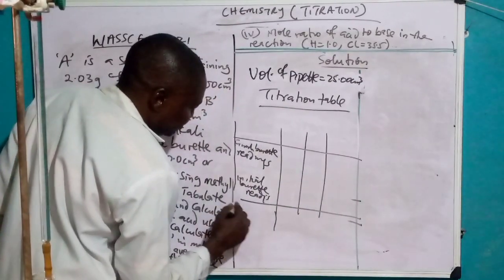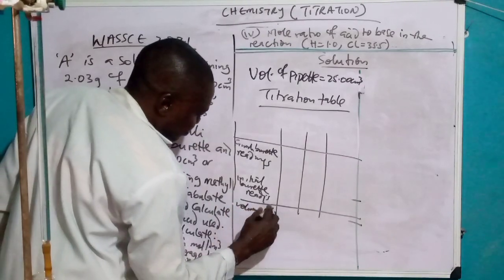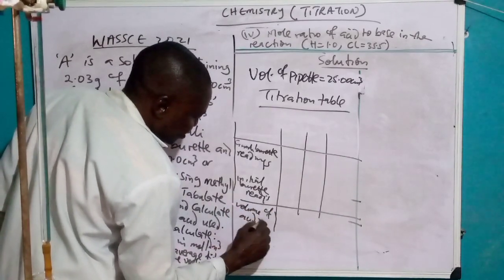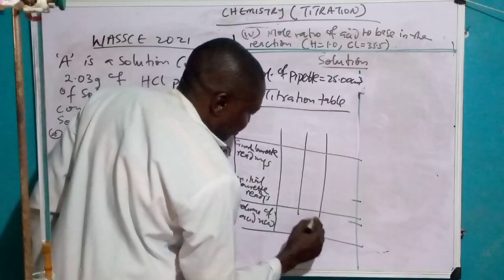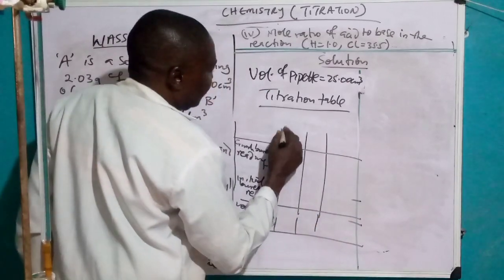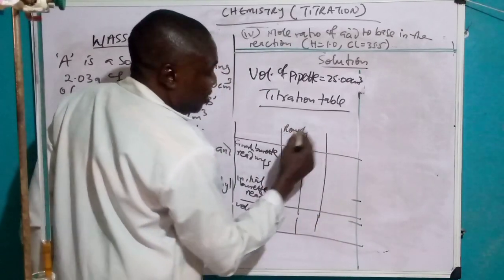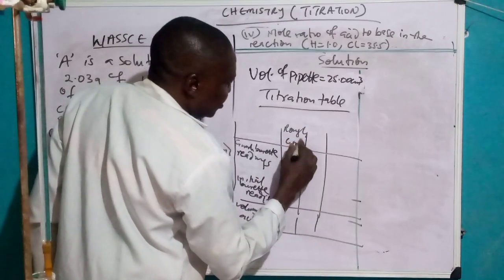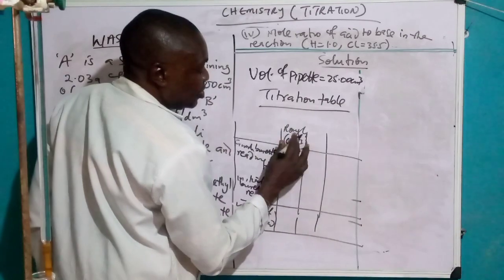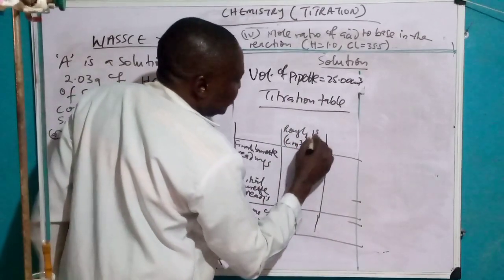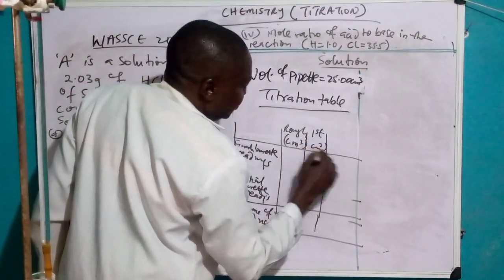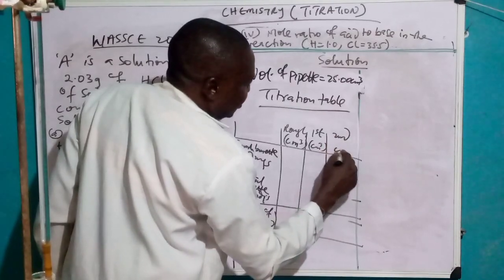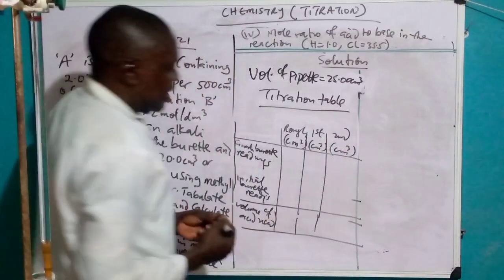There you have volume, acid, use. Put it like that. Here you have rough or first. But you must write the unit. If you don't put cm³, they mark it wrong. You lose marks. First, cm³. Second, cm³. So this is how you write it.